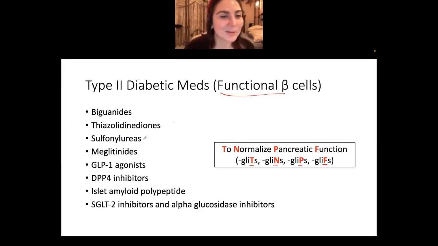So we're going to talk about biguanides, thiazolidinediones, your sulfonylureas and meglitinides. These are like the same thing. Your GLP-1 agonist. So we mentioned GLP-1 earlier. DPP-4, islet amyloid polypeptide, and then SGLT2 inhibitors and alpha glucosidase inhibitors. Okay, so these are all the ones. These are the classes, and then we're going to go into the individual drugs.